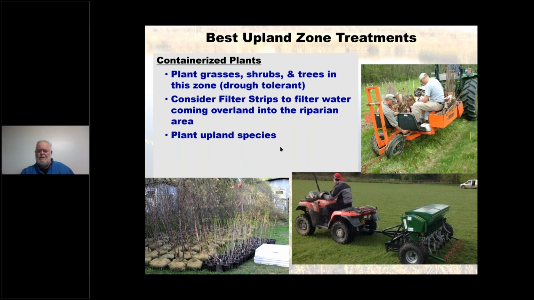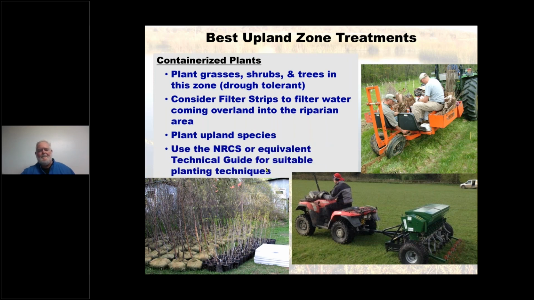You might consider filter strips in the edge, kind of right above the riparian zone, to catch overland flow of sediment and nutrients coming off of farm fields or grazed areas, that kind of thing. Filter strips can do a lot. And you also are looking to plant your upland species here. There is a lot of information at the NRCS technical guide for suitable planting techniques for the upland.